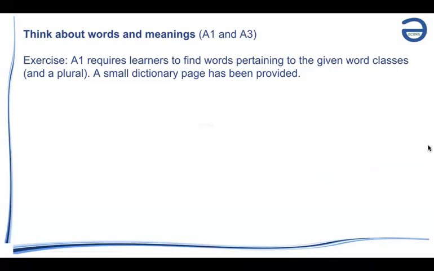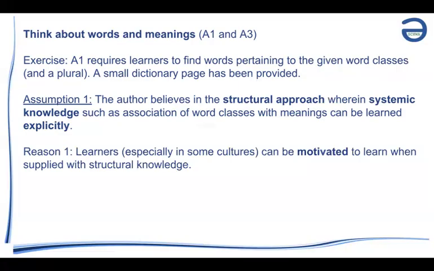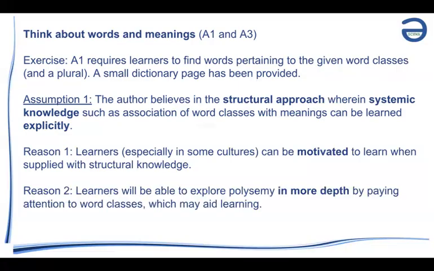As you can see, we've made 6 points, and now we move on to here, words and meanings, A1 and A3. So we're thinking about assumptions here. This is part C. The exercise, the assumption is here. So the author believes in the structural approach, systematic knowledge, and it has the fact that it has to be taught explicitly. And there are 2 reasons given. One is motivation. Yes, especially in some cultures that can happen. They tend to require a lot more motivation and exploring something in more depth, in this case, polysemy.